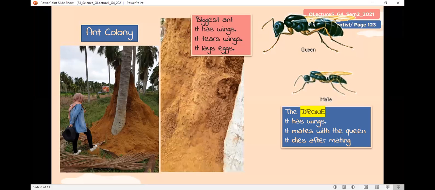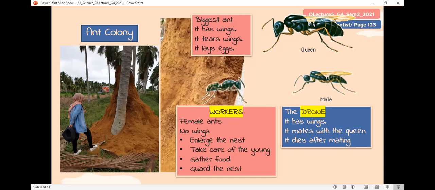The male, which is the drone, has wings and its job is to mate with a queen, but it dies after mating with the queen. The worker is female, it has no wings and it has many functions. It is the one that cares for the colony. It keeps the colony clean and healthy. Workers have no wings, they cannot lay eggs. Their job is to build new rooms in the colony, to take care of the young, to bring food, to guard the nest, and so on.